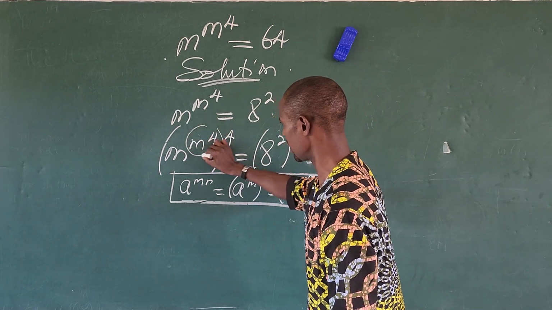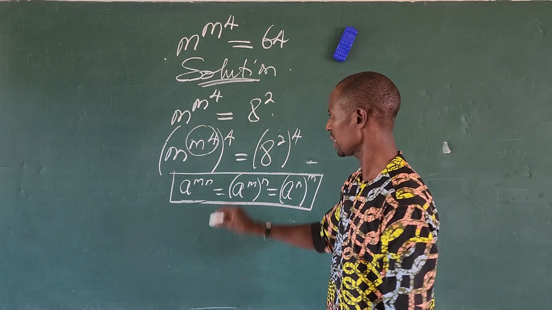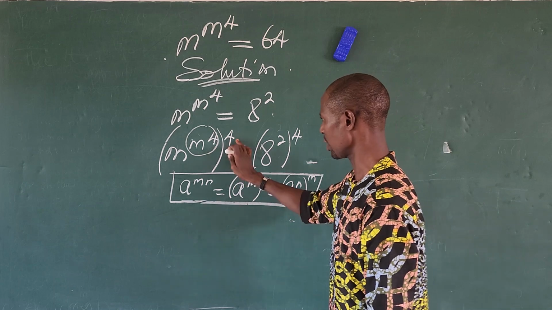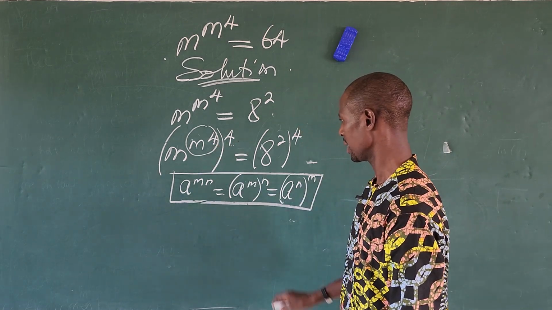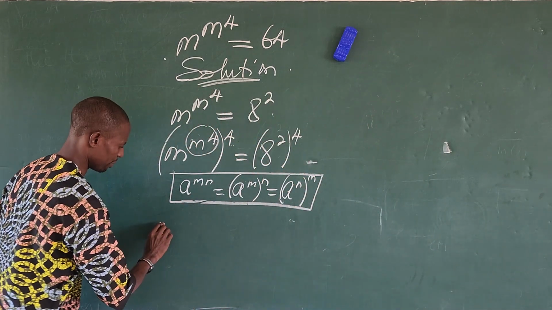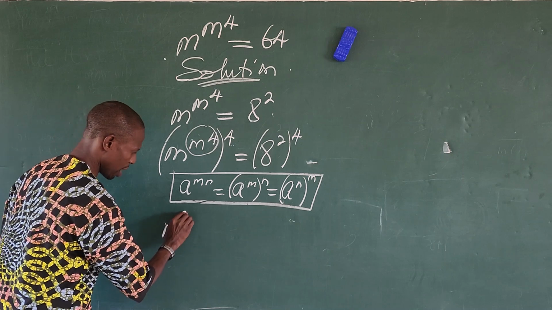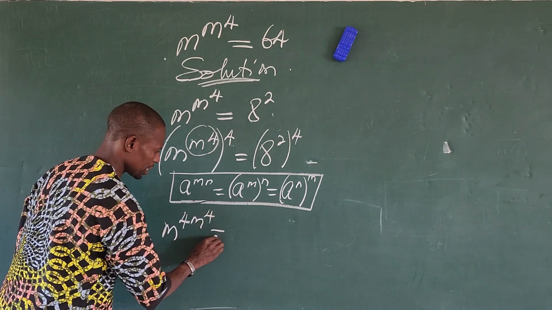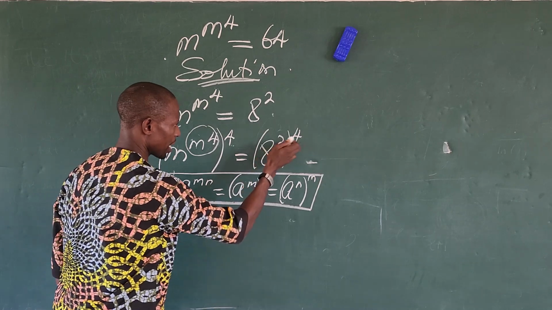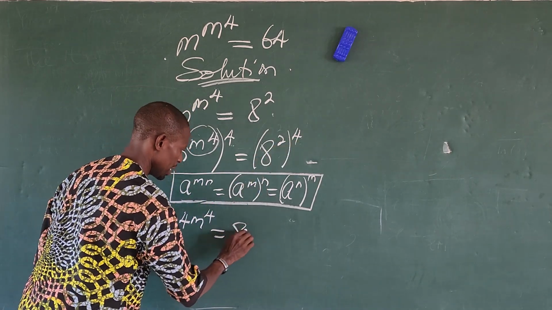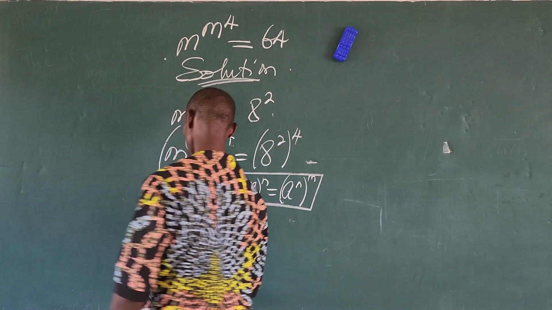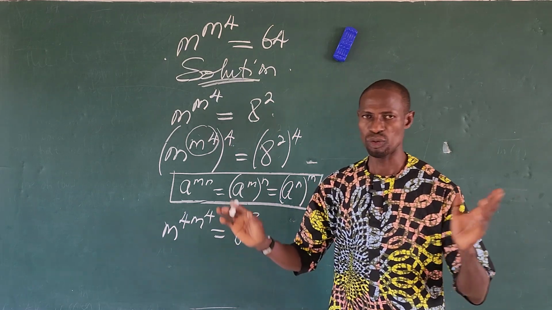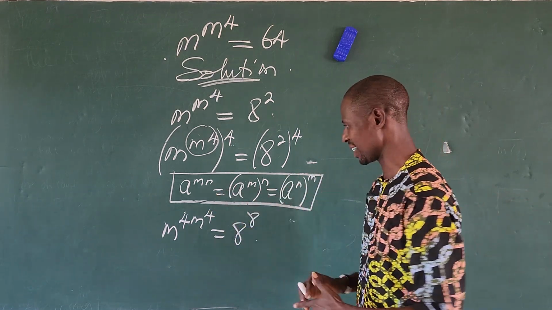In other words, look at this here. This is an exponent, this is an exponent. So we can multiply them. If we do that, this side becomes m to the power of 4m, all to the power of 4. This is equal to 8 to the power of 8. What we want to achieve here is to have a quantity raised to the power of itself.